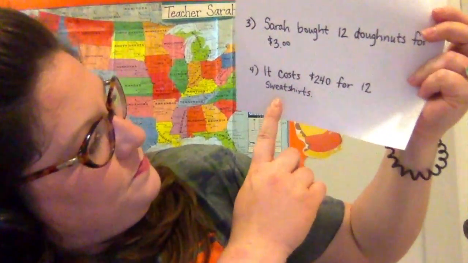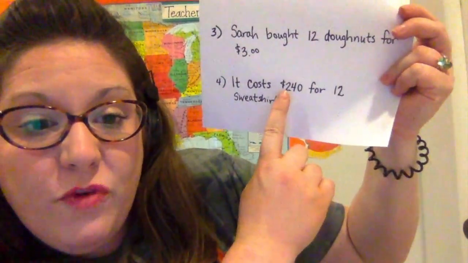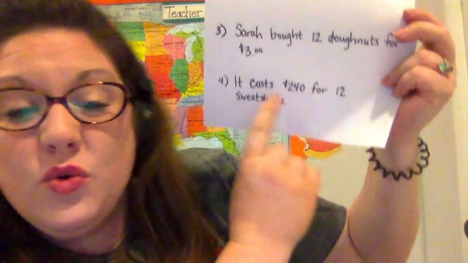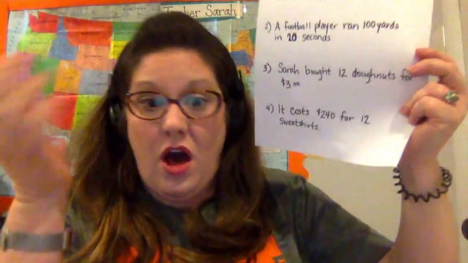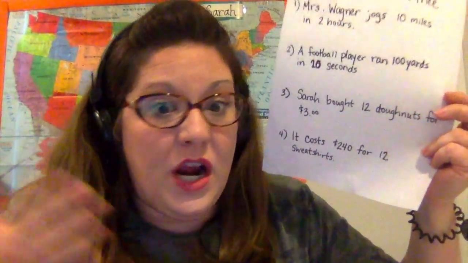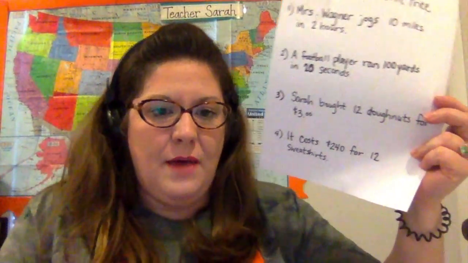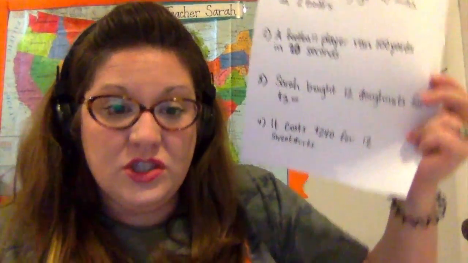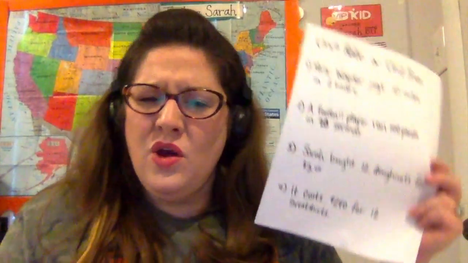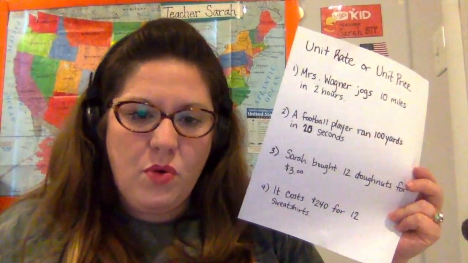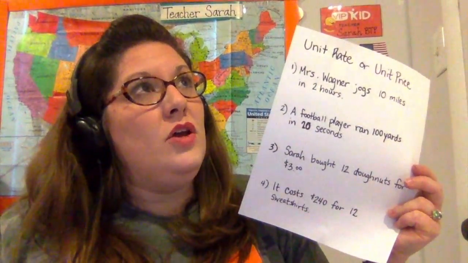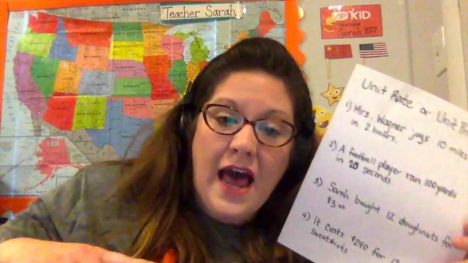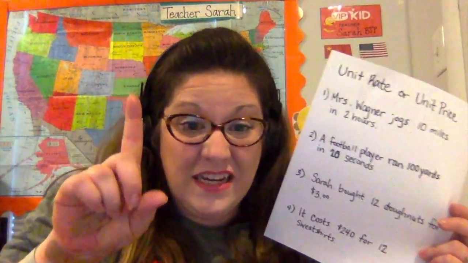All right, let's look at one more example. Example 4. It costs $240 for 12 sweatshirts. Maybe we've got a club like the academic team, and we're going to get sweatshirts for their club. And there's 12 kids. So it's going to cost $240 for 12 sweatshirts. What would be our unit price? Unit price means how much is it going to cost for a single sweatshirt?